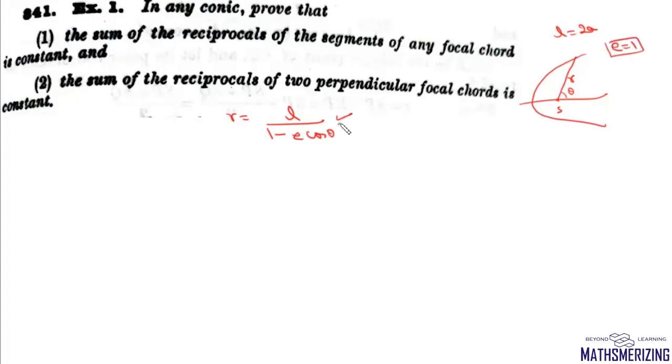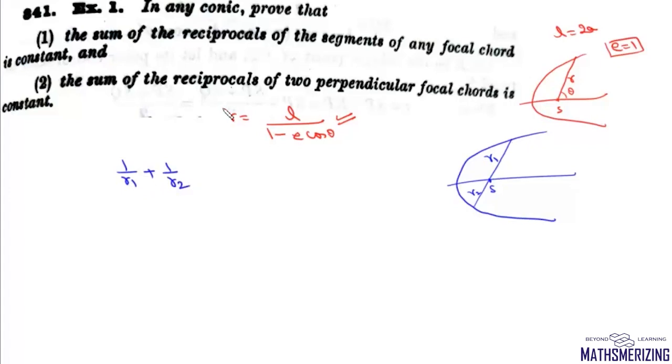Now using this polar equation, we'll prove that the sum of the reciprocals of the segments of any focal chord is constant. So suppose we have any general conic, it may be an ellipse, hyperbola or parabola, and then we have a chord which passes through its focus. Now say this is R1 and this is R2. We need to show that the sum of reciprocals of the segments of any focal chord is constant. So that means we need to prove that 1 upon R1 plus 1 upon R2 is constant.